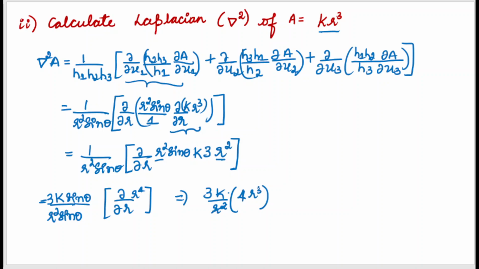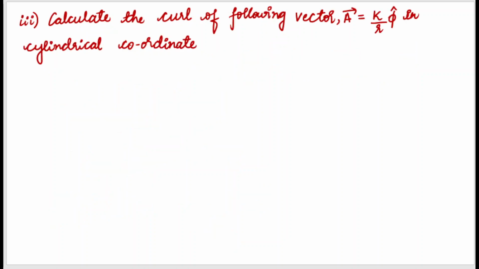R square and r square will get cancelled. So 4 3s are 12. So 12 times k into r is the final solution for the given question. I hope everyone is clear. Like that you can solve many questions, whatever may be the question. This is the method to solve. I hope you can solve easily.